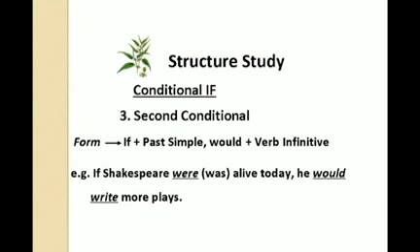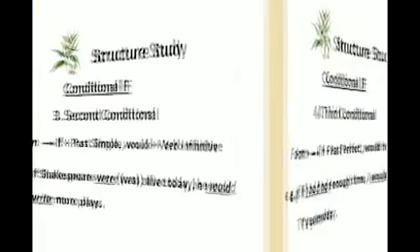The form is if plus past simple, comma, would plus verb infinitive. We use this form to talk about the present and to imagine something different from the real situation now. For example, if Shakespeare were or was alive today, he would write more plays. The real situation is that Shakespeare isn't alive. Thus, when we express unreal conditions in the present or future, we use the second type of conditional.